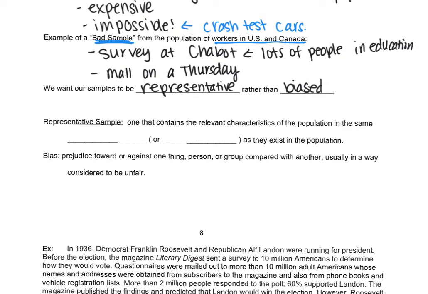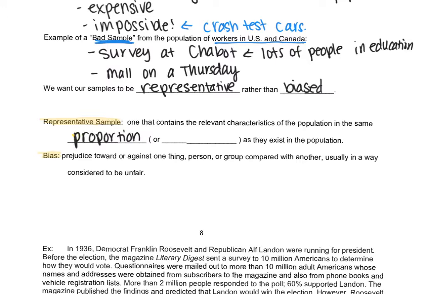So what do these words mean? We'll get into representative and biased. Representative is good, biased is bad. Representative would be a sample that contains the relevant characteristics of the population in the same proportion.